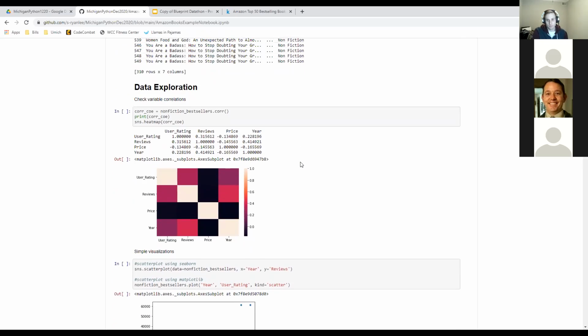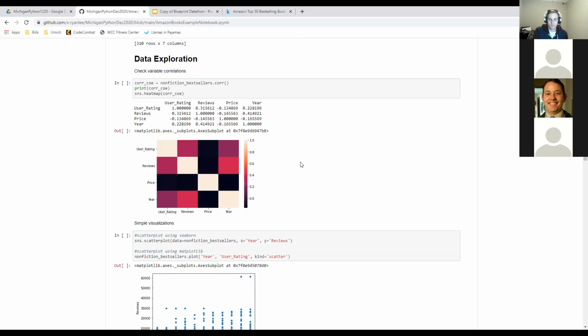From there, data exploration is pretty important. When you're starting your analysis, I've just done a pretty basic heat map to look at correlation coefficients to see which variables might have some kind of relationship. And the lighter the square, the higher the relationship that exists between the two variables. So the two I was interested in were year and reviews. This has a little bit of a higher correlation coefficient. And then I was also looking at year and user rating.